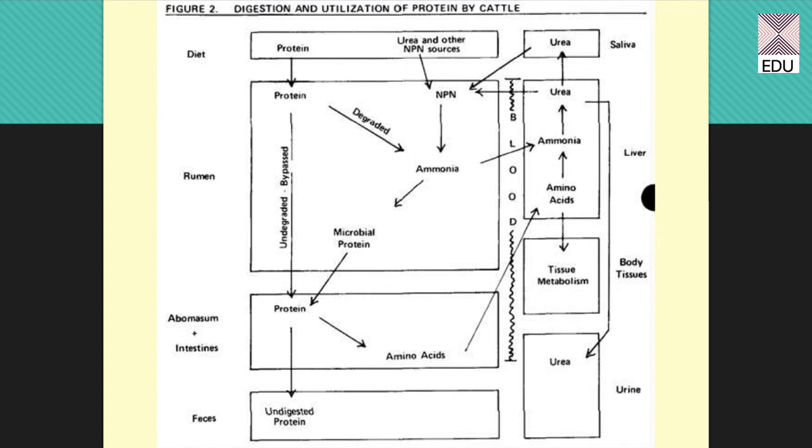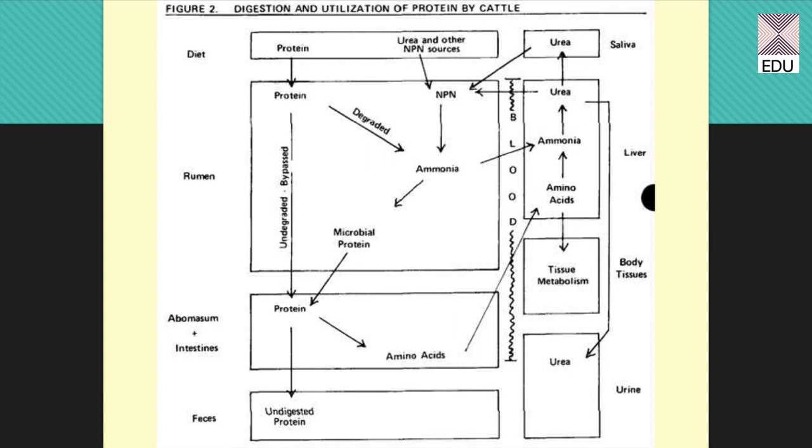Now if we see this slide, this is a very peculiar slide of digestion and utilization of protein by the cattle. On the top left, we have written diet. So what is diet? It is the protein, urea and other NPN sources. Now the protein is taken inside the rumen. It is degraded into ammonia. It is subjected to microbes to form microbial protein or bacterial protein.